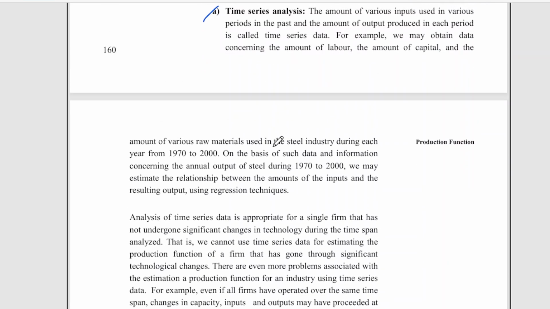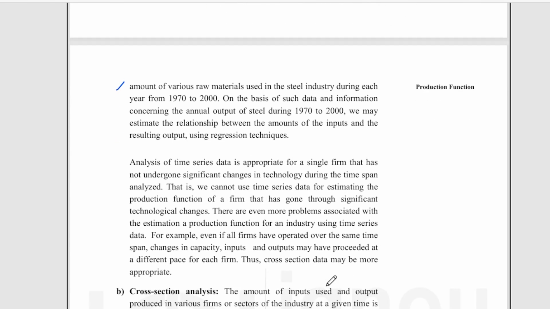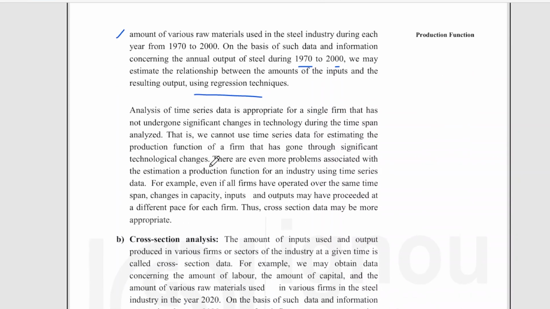Time series analysis: the amount of various inputs used in various periods in the past and the amount of output produced in each period is called time series data. For example, we may obtain data concerning the amount of labor, the amount of capital, and the amount of various raw materials used in the steel industry during each year from 1970 to 2000. On the basis of such data and information concerning the annual output of steel during 1970 to 2000, we may estimate the relationship between the amount of the input and the resulting output using regression techniques.